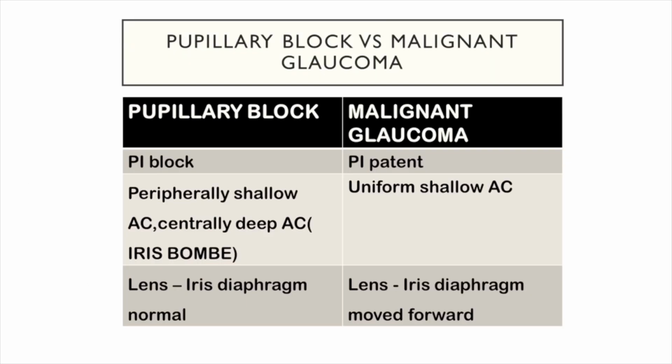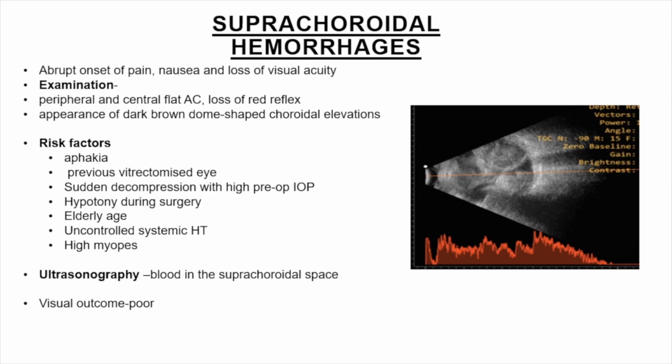To differentiate between a pupillary block and a malignant glaucoma, in the pupillary block, the PI is usually blocked, and the peripheral AC is usually shallow, and there is a central deep AC, and the lens diaphragm is at the normal place. While in the malignant glaucoma, the PI is patent. There is a uniform shallowing of the anterior chamber, and the lens iris diaphragm is moved forward.